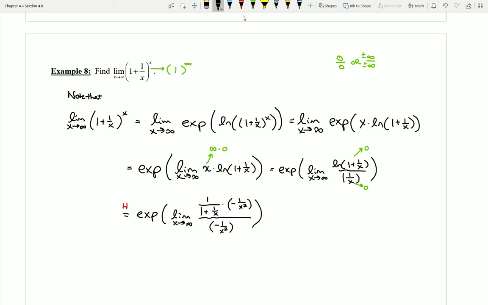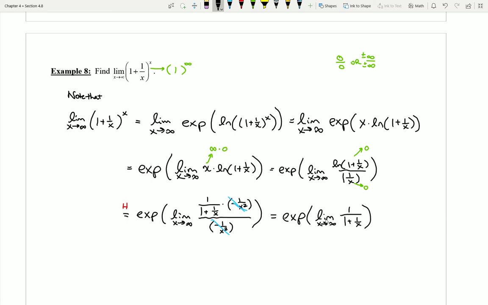Now, of course, as I write this, I can see that, wow, I can actually pull a very simple algebra move here and just cancel from the top and the bottom this negative 1 over x squared. And so this is going to leave me with e raised to the power of the limit as x goes towards infinity of 1 over 1 plus 1 over x.